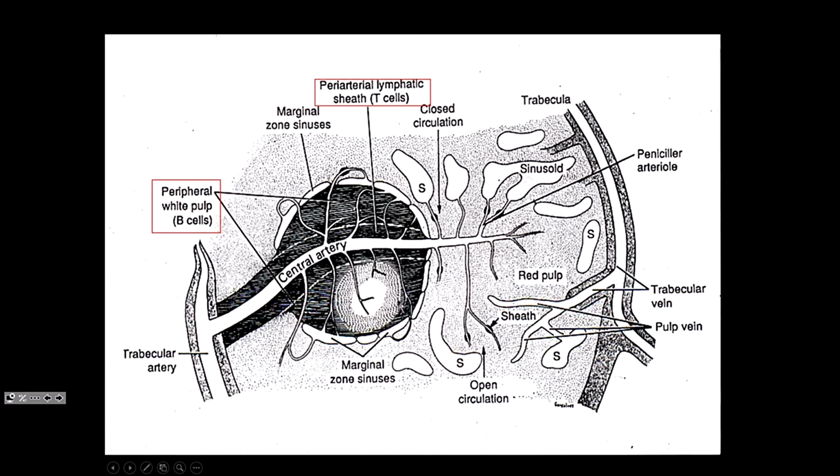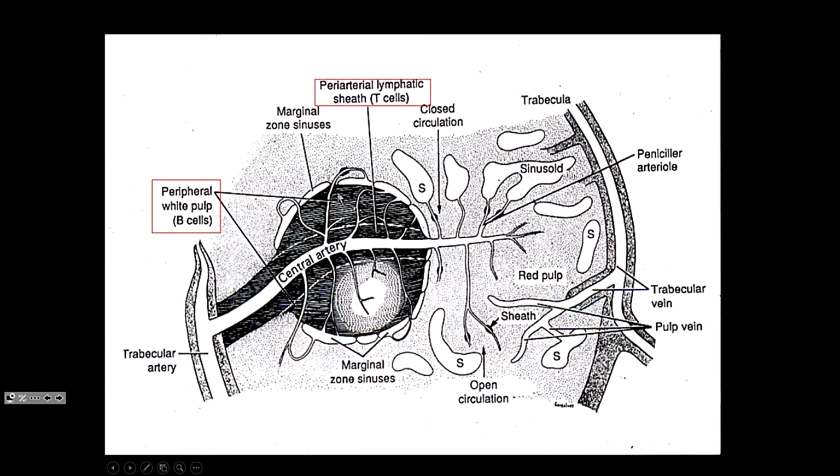So out here in the periphery, most of the lymphocytes are B lymphocytes, peripheral white pulp B lymphocytes. Right around the central artery, there's also a sheath or a collar of lymphocytes, predominantly of the T cell variety. So here we have what is called the periarteriole lymphatic sheath, like a collar or a sleeve around this artery containing T cells. So then in the white pulp, we have T cells immediately adjacent to the central artery and B cells more peripherally located outside of the periarteriole lymphatic sheath. Okay?